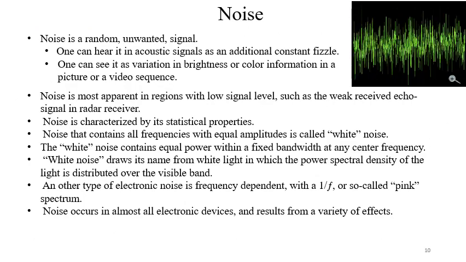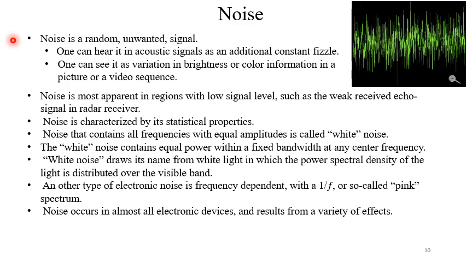Now we will consider the noise. Noise is a random unwanted signal. One can hear it in acoustic signals as an additional constant fizzle. One can see it as a variation of brightness or color information in a picture or a video sequence. Just like in the case of a CRT, you will observe this type of fluctuation due to noise.